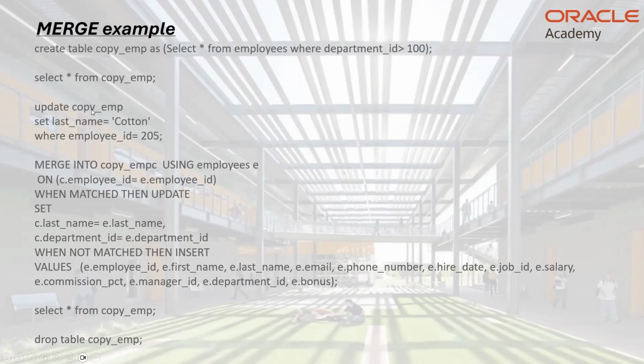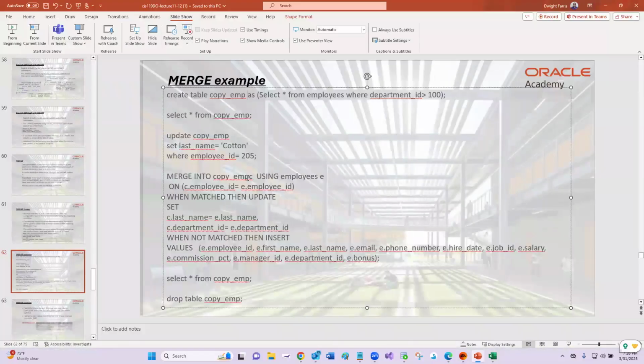And so update this new table, set last name equal to Cotton, where employee ID, and so on. We're adding an employee named Cotton and that employee ID. Oh, I didn't do a good job writing this query. Make sure this makes sense.